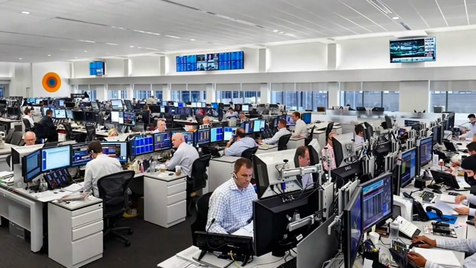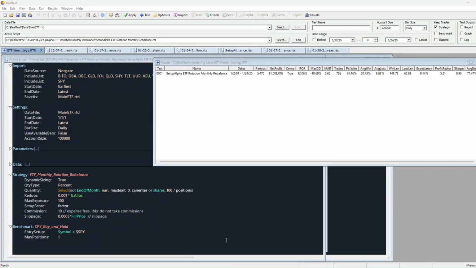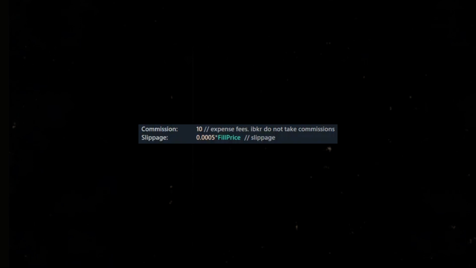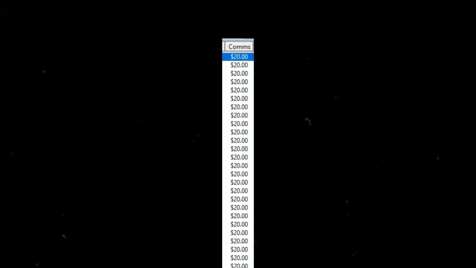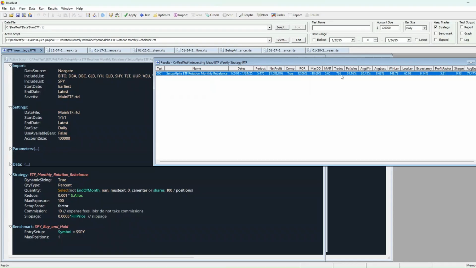To ensure the strategy mirrors real-world trading, I factored in transaction fees. $20 per trade to account for costs like ETF expense plus slippage. With a monthly rebalancing approach, these costs remain low, making the strategy efficient and practical for a wide range of traders.